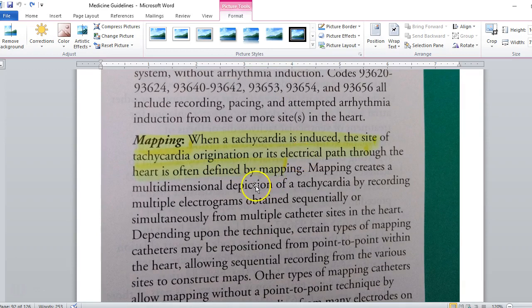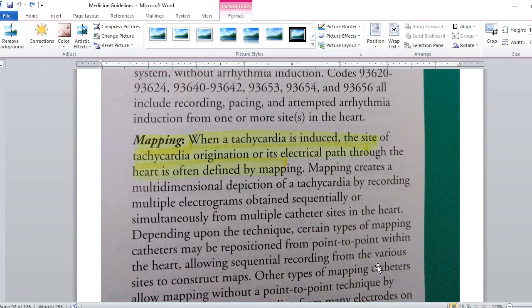So again, when tachycardia is induced, the site of the tachycardia origination or its electrical path through the heart is often defined by mapping. Mapping creates a multidimensional depiction of tachycardia by recording multiple electrocardiograms obtained sequentially or simultaneously from multiple catheter sites in the heart. So the mapping is going to show us exactly where the problem is.